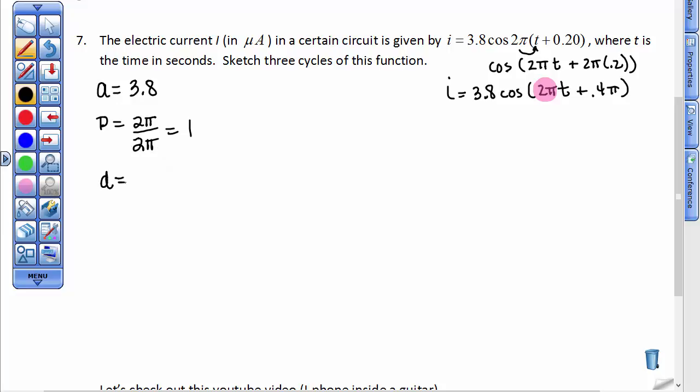The displacement is the opposite of that 0.4 pi, so a negative 0.4 pi, divided by the value in front of the variable t, so the b value. The pi's cancel out, and when you take 0.4 and divide it by 2, you get 0.2. So this curve is displaced a negative 0.2 seconds. I'm ready to graph this.